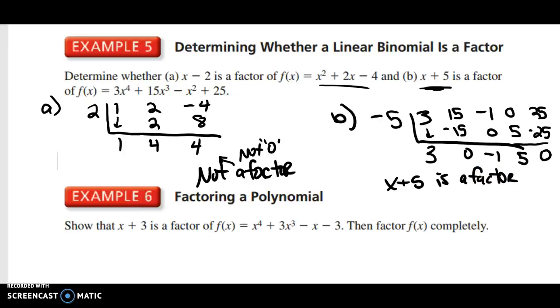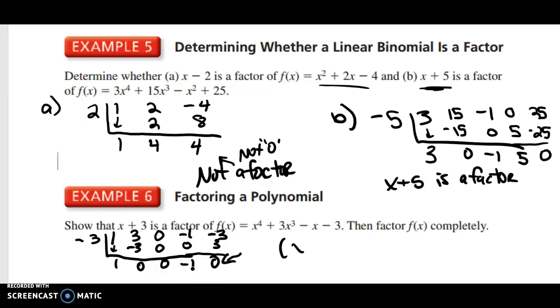In example 6, we're going to show that x plus 3 is a factor of this. Once it's factored, we can then continue factoring. So let's check this out. I'm going to put a negative 3 outside my synthetic division. My coefficients are 1, 3, a 0 for the x squared, a negative 1, and a negative 3. Carry down the 1, multiply negative 3 times 1, add 0, multiply, add, multiply, add down, multiply, add down. So I finished with a 0, which means x plus 3 does go into the function.